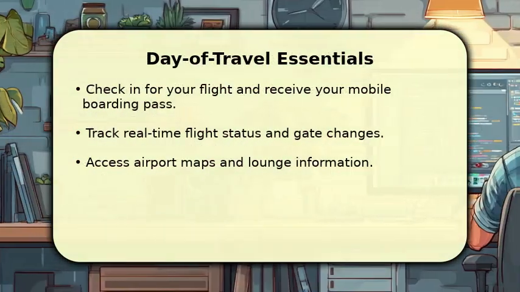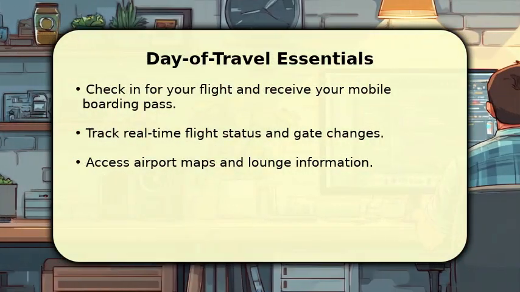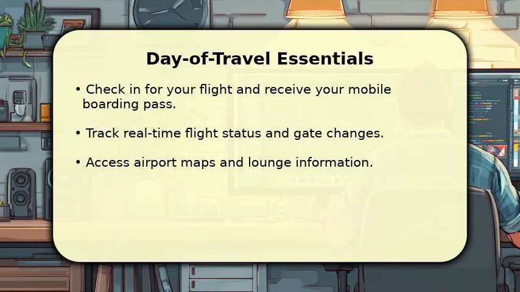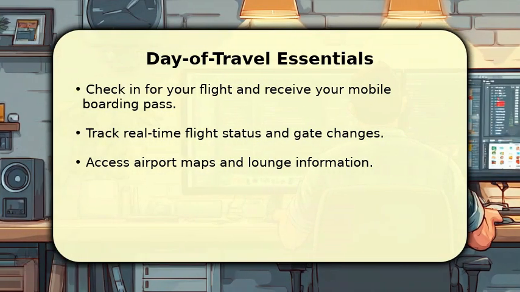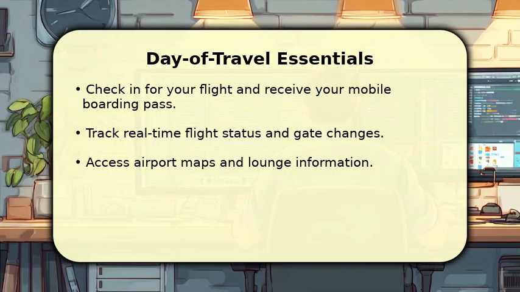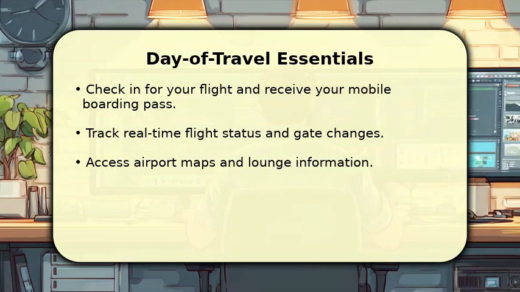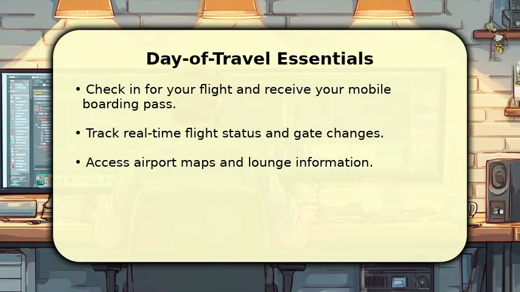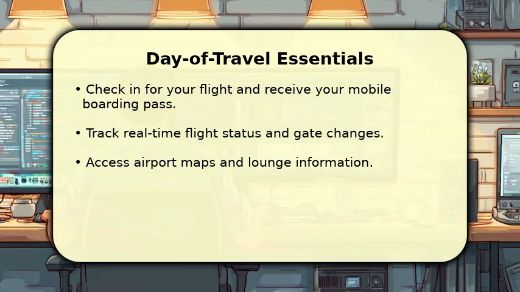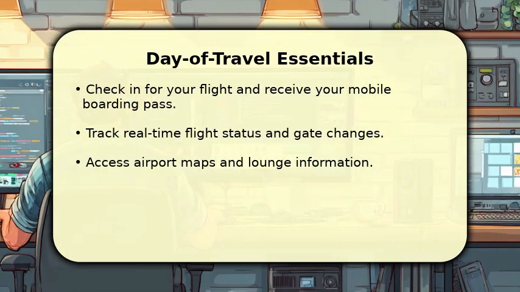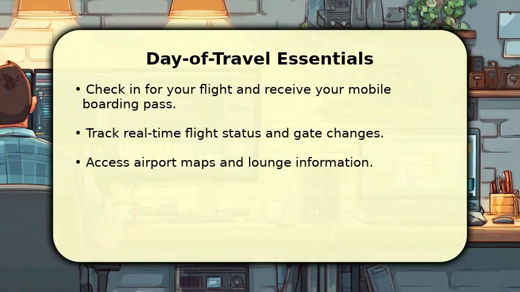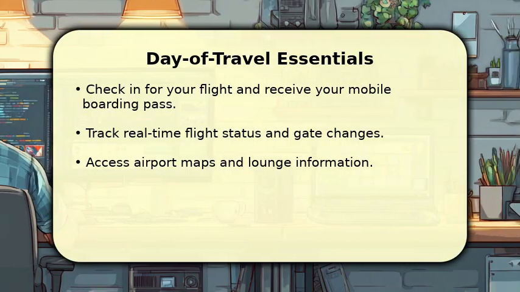On your day of travel, the United app becomes your essential companion. You can check in for your flight up to 24 hours in advance and receive a mobile boarding pass directly on your phone, saving you time at the airport. The app provides real-time updates on flight status, including any gate changes or delays, ensuring you're always informed. You can also find detailed airport maps and locate United Club lounges, making your journey smoother.